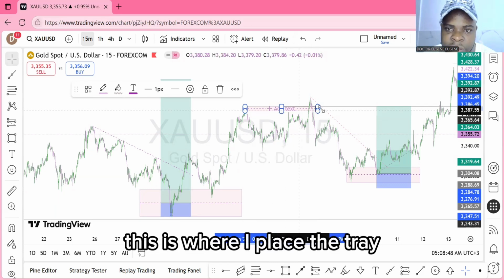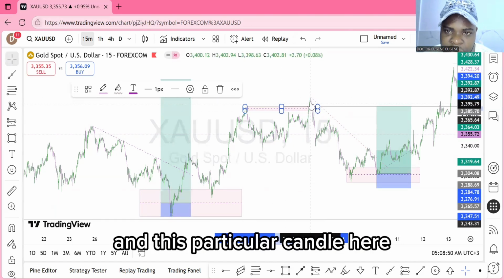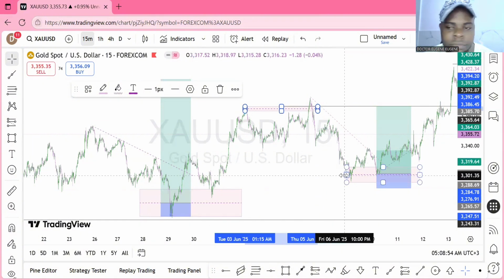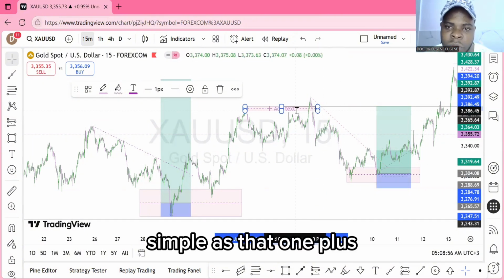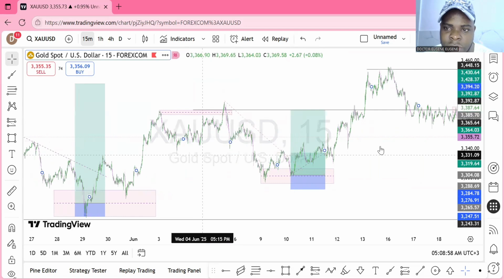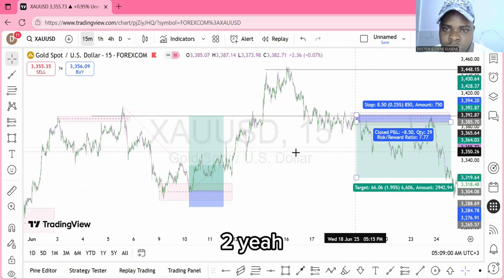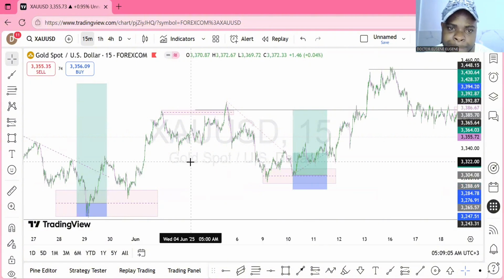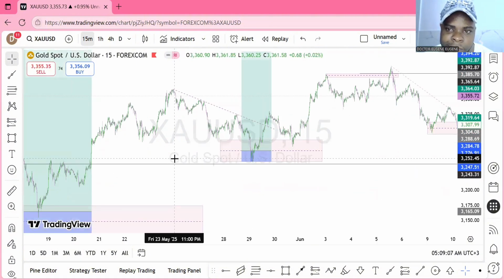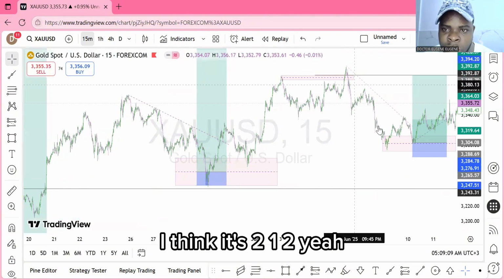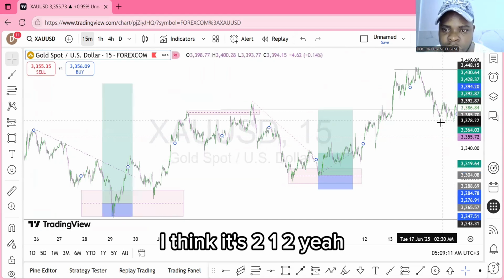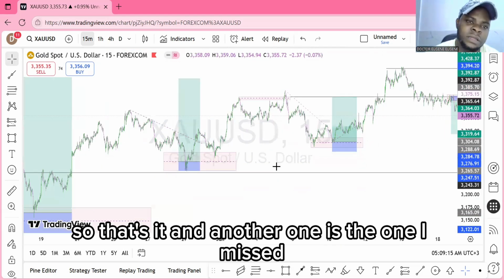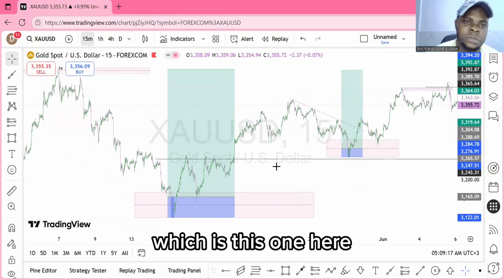This is where I placed the trade, and this particular candle here stopped me out and started going in my direction. Simple as that. One loss, two. Yeah, I think it's two. So that's it. And another one is the one I missed, which is this one here.